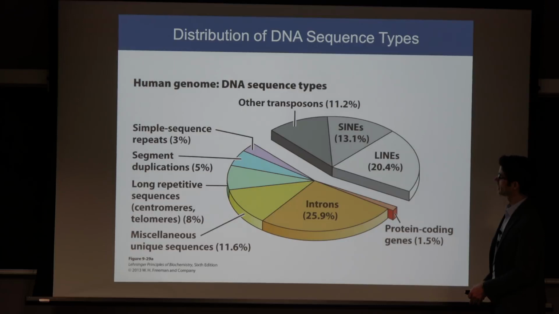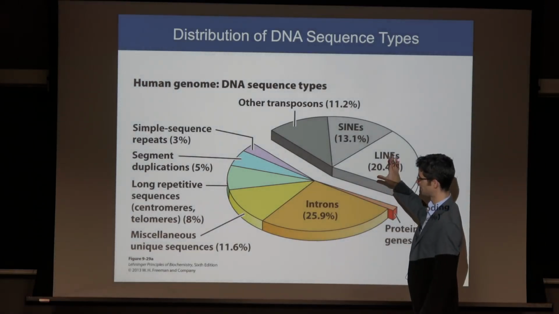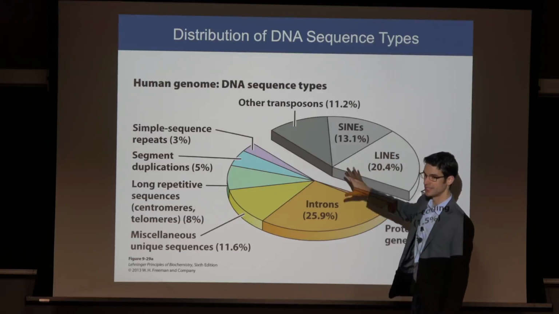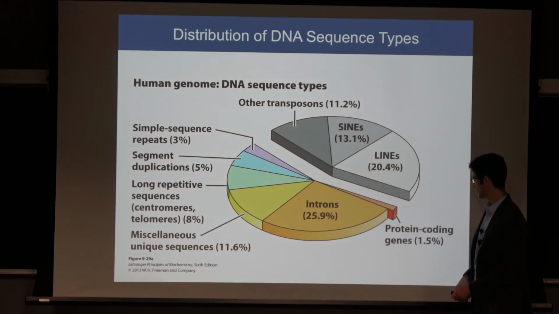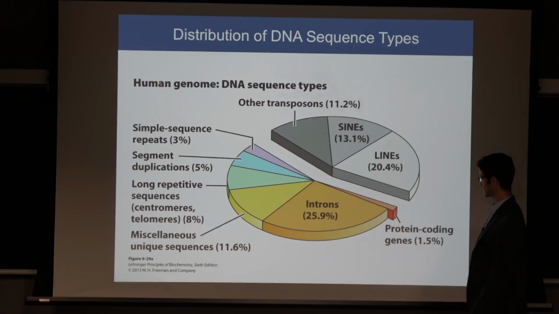Okay, so here is a pie chart showing the distribution of DNA. And what you'll notice here is that the protein coding genes are only a very small fraction, less than 2% of the total.